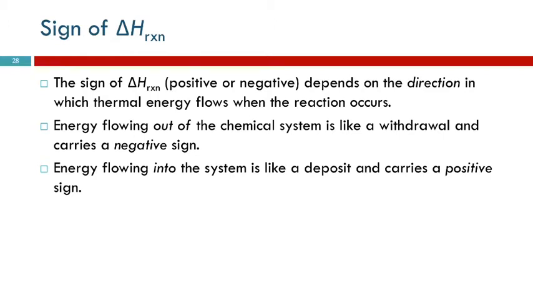The sign of delta H. So the sign of delta H can be positive or negative, and it just indicates the direction that the energy flows. We've talked about this before. It's a lot like money. So if I pay you $5, then on my bank account it's going to say -5. On yours, it's going to say +5 because of the direction that the money went, right? The same thing with the enthalpy, the heat. Energy going out of the chemical system is negative. It's a withdrawal from the account. Energy coming in is positive. It's a deposit.